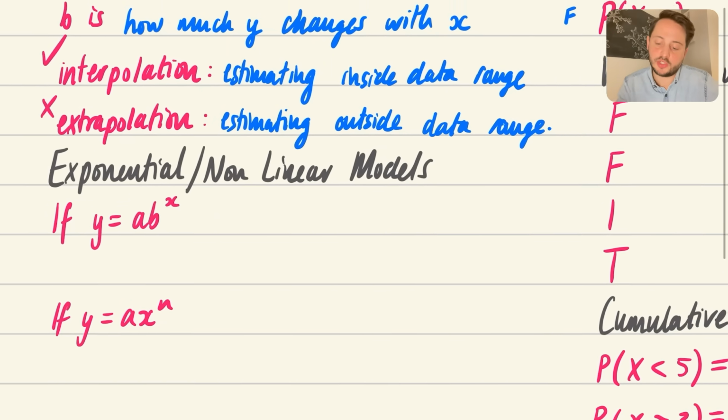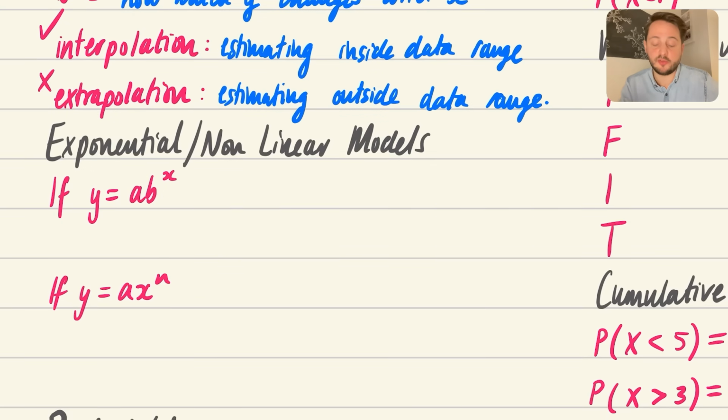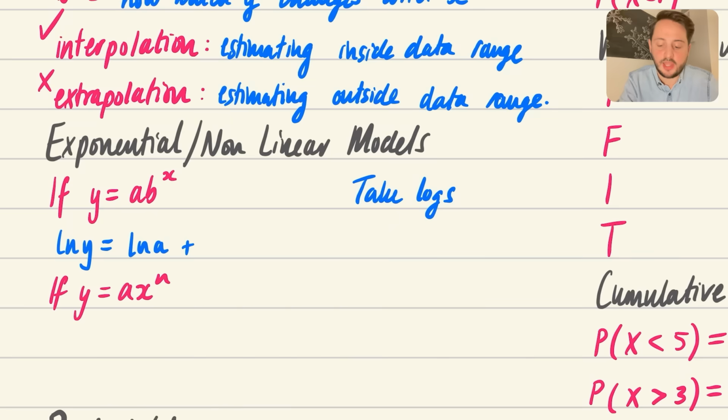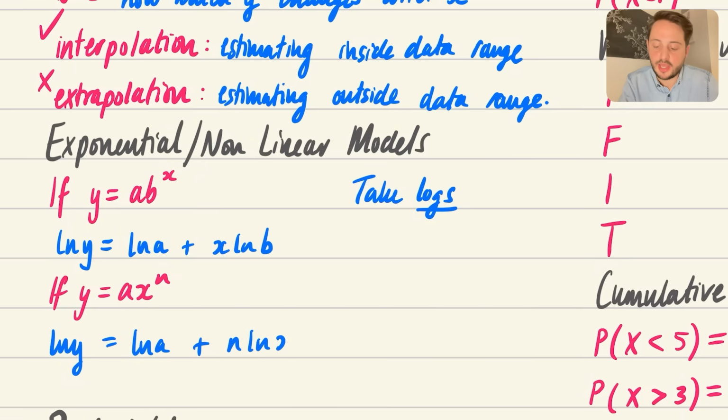You may have some exponential or non-linear models where you want the line of best fit to be curved or a different kind of shape. If you have something like y equals ab to the power of x, or y equals ax to the n, what you need to do here is take logs. Now I'm going to skip a step. You can take natural logs or you can take logs of base 10, whatever you want to do. So you should get ln y equals ln a plus x ln b. Again, you can use logs instead of ln. And for this one here, you would get ln y equals ln a plus n ln x. And then you can go ahead and do the same things as before.